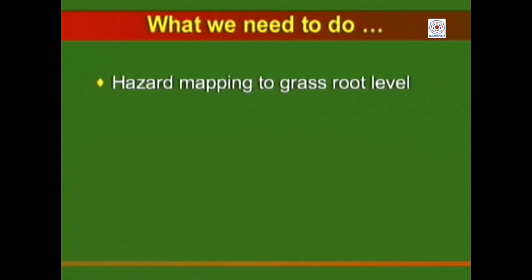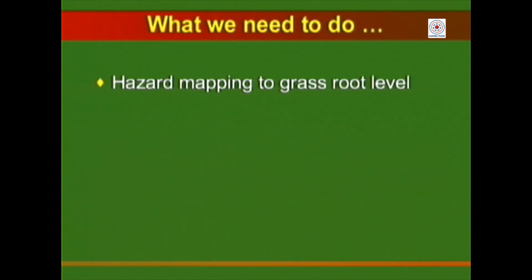Now, what do we need to do? We have seen the world profile of disasters, and there we also find that India, China, Bangladesh and countries neighboring us are going to be badly affected. So what initiatives do we need to take for preventing or reducing the impacts of disasters? The first thing is hazard mapping at the grassroots level.